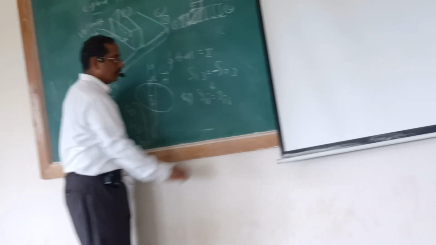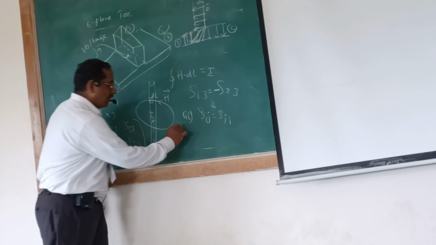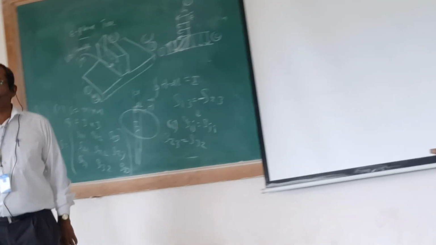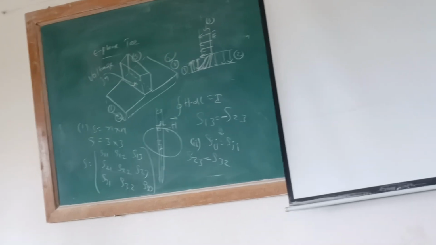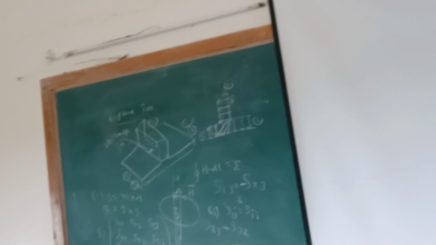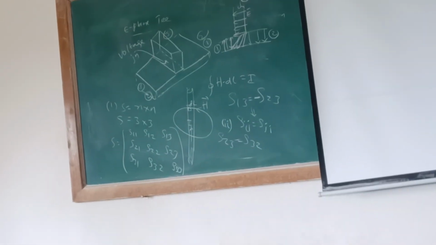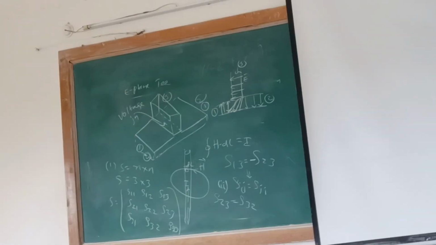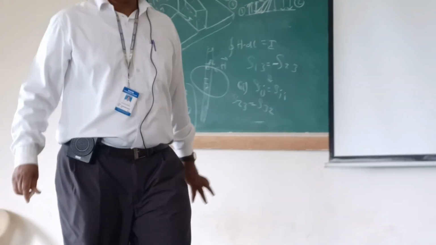Therefore, I can say Sij is equal to Sji. Accordingly, I can write S23 is equal to S32. Can I write this? What am I doing now? I am interchanging the rows and columns. Right. Accordingly, I can simply put it for all the S parameters which are there in this particular S matrix.